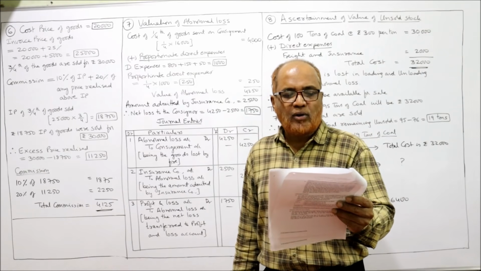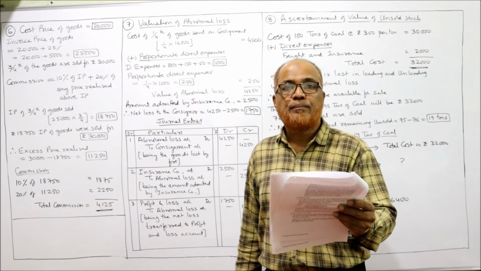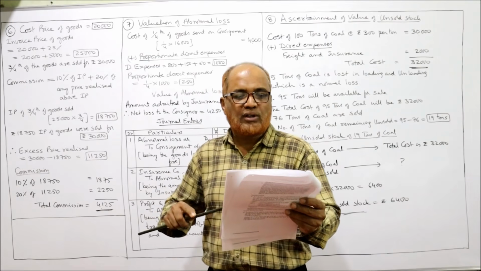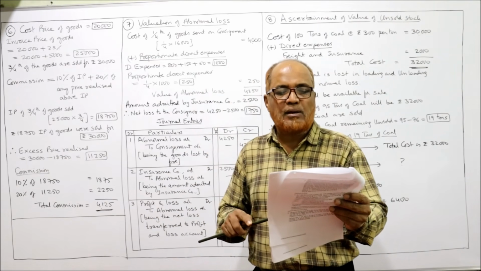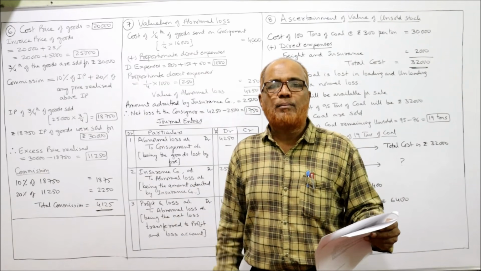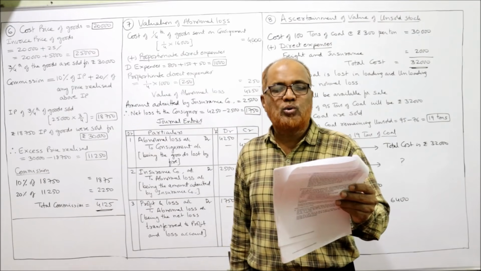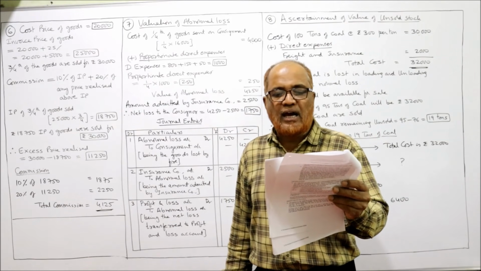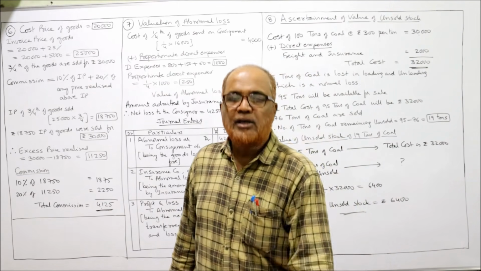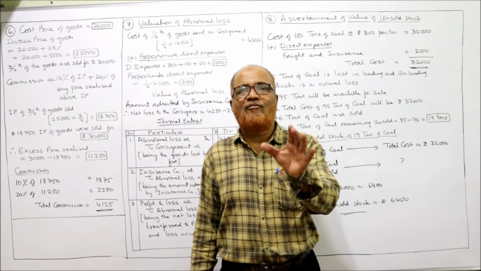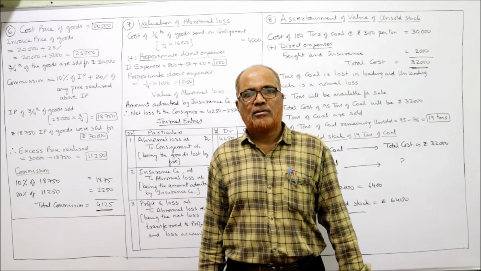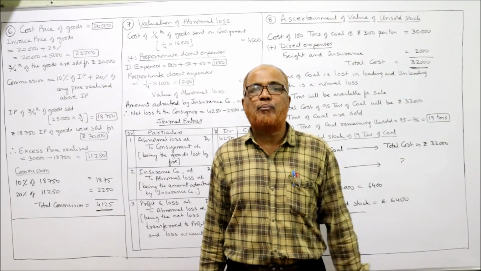On the way, 1/4 of the consignment was lost by fire. Loss by fire means abnormal loss. So in the transit, 1/4 of the goods were lost by fire and the insurance company admitted the claim to the extent of 2,500. The goods were insured. So insurance company has admitted to pay only rupees 2,500. Ascertain the amount of loss and pass the entry for the same in the books of Prajwal. So in this problem you are asked to find out the value of abnormal loss, and we have to pass the journal entries in the books of Prajwal.